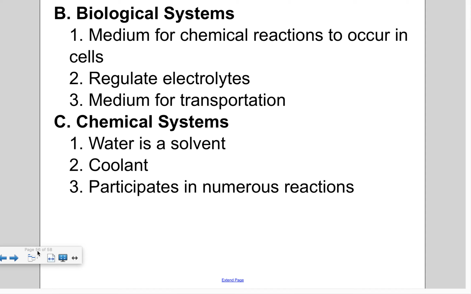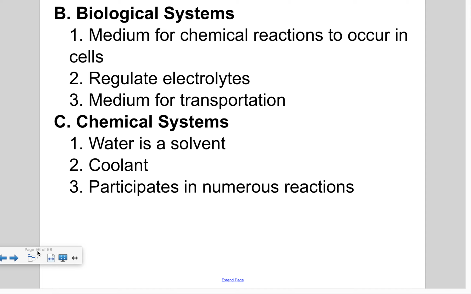Biological systems. Water is a great medium for chemical reactions to occur in cells. It helps to regulate electrolytes, especially sodium and potassium, and it can also be used as a medium for transportation. You have water in our circulatory system, and water is polar, so a lot of medicines tend to be polar, so it can dissolve and be carried through your circulatory system to different parts of your body.